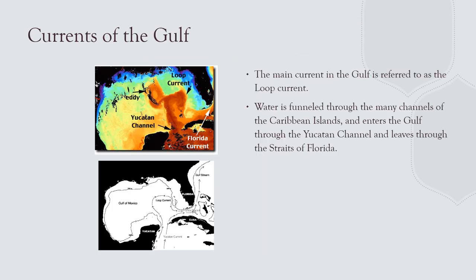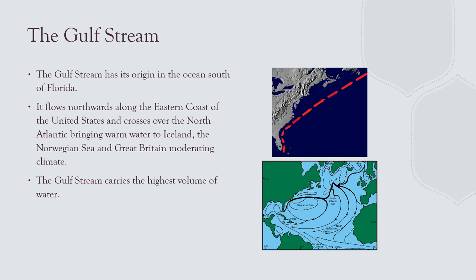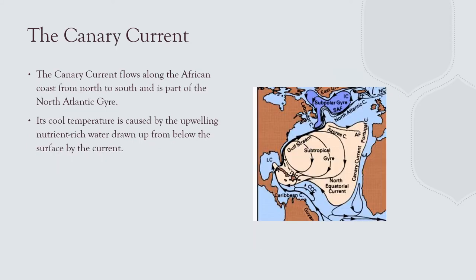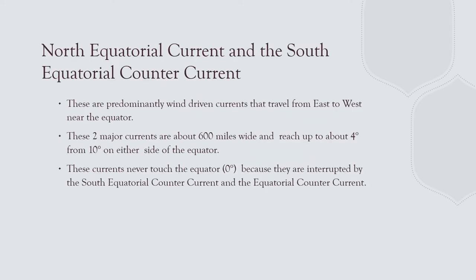The Gulf, like we mentioned, has the loop current in it, okay, that enters and exits the Gulf. The Gulf Stream is a warm current on the east coast of North America. The Labrador Current, we mentioned, pushes back, especially in the winter, from the Arctic. The Canary Current returns cool water down the west coast of Africa, closing the North Atlantic gyre. The equatorial currents, driven by the trade winds on either side of the equator.